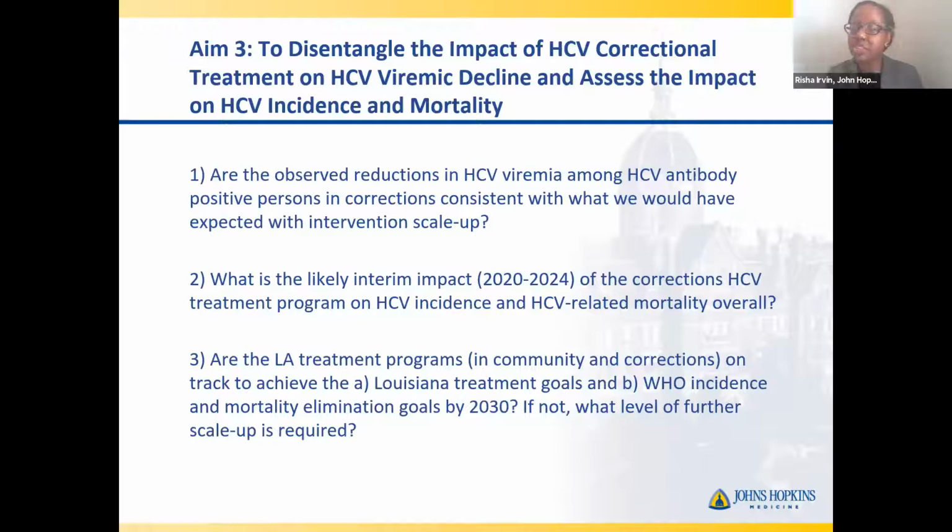Are the observed reductions in HCV viremia among HCV antibody positive persons in corrections consistent with what we would have expected with intervention scale-up? What is the likely interim impact of the corrections HCV treatment program on HCV incidence and HCV-related mortality overall? And are the Louisiana treatment programs in the community and corrections on track to achieve the targets in terms of when we think about HCV elimination and mortality goals? And if not, what level of further scale-up is required? What else would need to be done essentially?